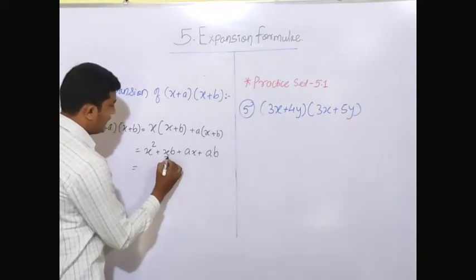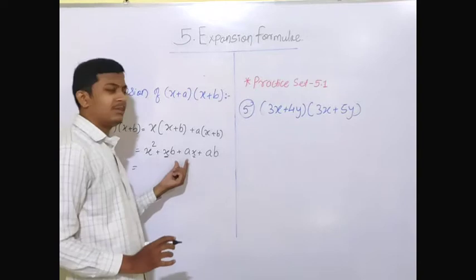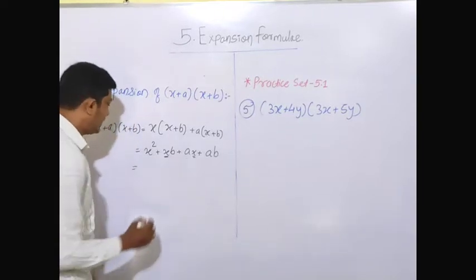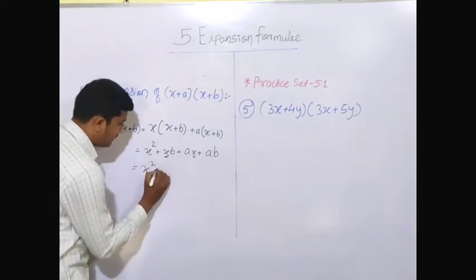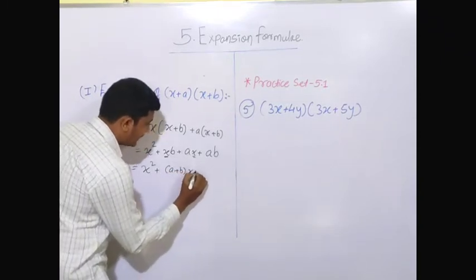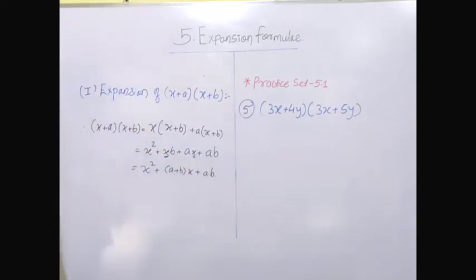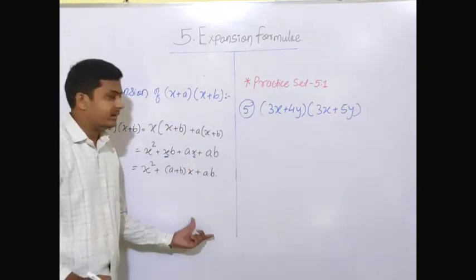Here again x is common. So if we take x from both terms as common, what we get here? x square plus (a plus b) into x plus a into b. This is the expansion of (x plus a) into (x plus b).